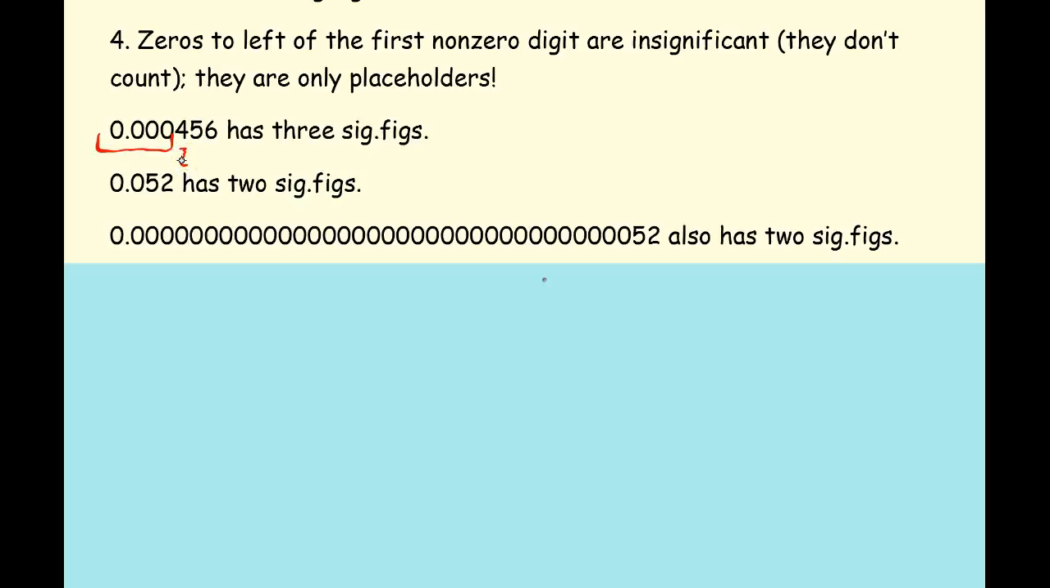So we can only count the non-zero numbers in this case. So we count the 4, the 5, and the 6. That is why we say we have 3 significant figures.